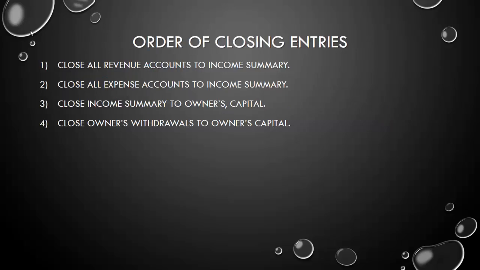When we close our books for the period, we always prepare our closing entries in the same exact order. First, we're going to close all of our revenue accounts to this income summary account that we are creating for the purpose of closing. Secondly, we're going to close all our expense accounts to that same income summary account. Thirdly, we're going to close the income summary transitional account to our owner's capital account. And then lastly, the fourth entry is to close our owner's withdrawals account to that owner's capital account.